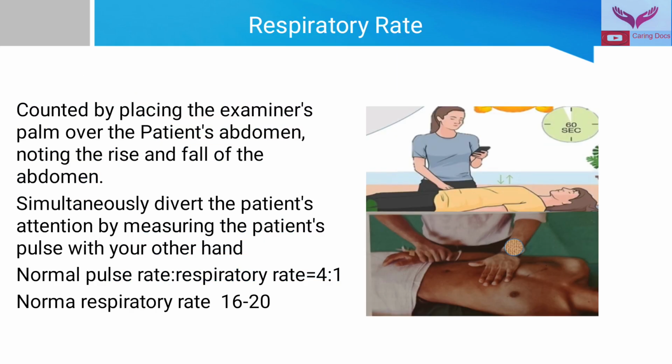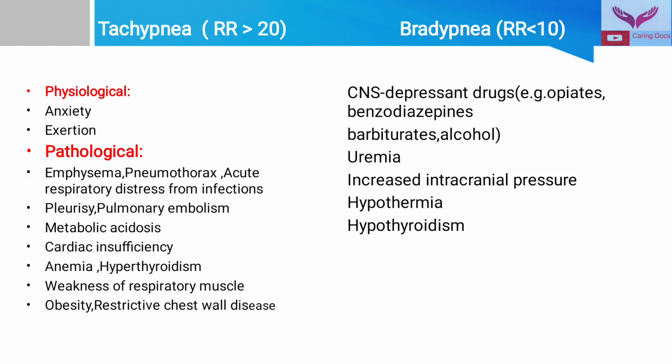First is the respiratory rate. It is counted by placing the examiner's palm over the patient's abdomen and noting the rise and fall of the abdomen. Simultaneously, we have to divert the patient's attention by measuring the patient's pulse with our other hand. Normal pulse to respiratory rate ratio is 4:1 and normal respiratory rate is 16 to 20. When the respiratory rate is more than 20, we call it tachypnea, and when it is less than 10, we call it bradypnea.